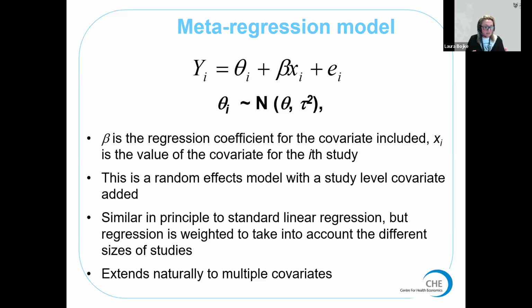In essence, it's a random effects model with a study-level covariate added. Okay, so it's an identifier for which study is being used to provide that treatment effect, and we can add this into the random effects. It works very similarly to standard linear regression, but the regression is weighted to take account of the different sizes of the individual studies. We can add in other study-level covariates if we wish to do so. It quite simply extends to multiple covariates. So that might be, for example, a particular measure of severity, or particular characteristics of patients. Those can be added into the random effects model.